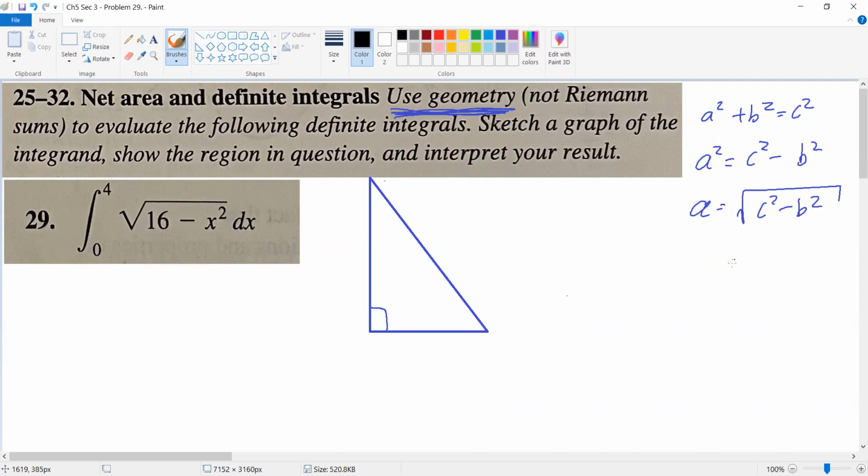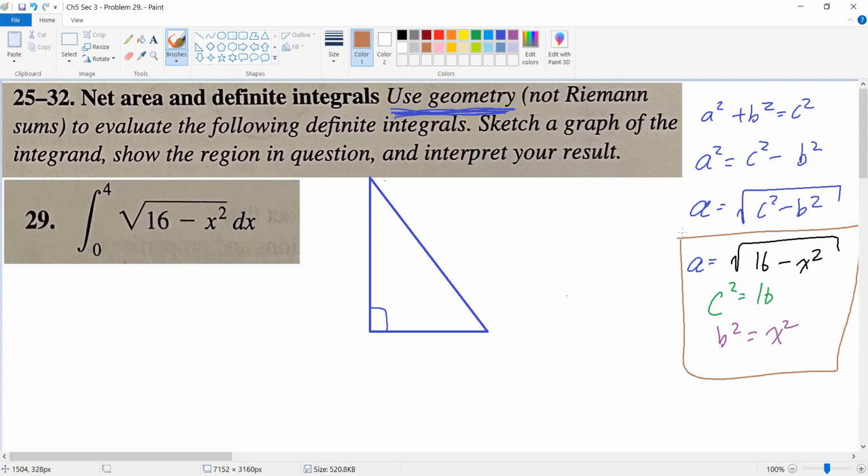Now we look at our integral. Well, this is essentially the same thing as saying 16 minus x squared. So we can say if a is equal to the square root of 16 minus x squared, then we can also say c squared is equal to 16. And we can say b squared is equal to x squared. So now we have this set up here on the right for our right triangle.